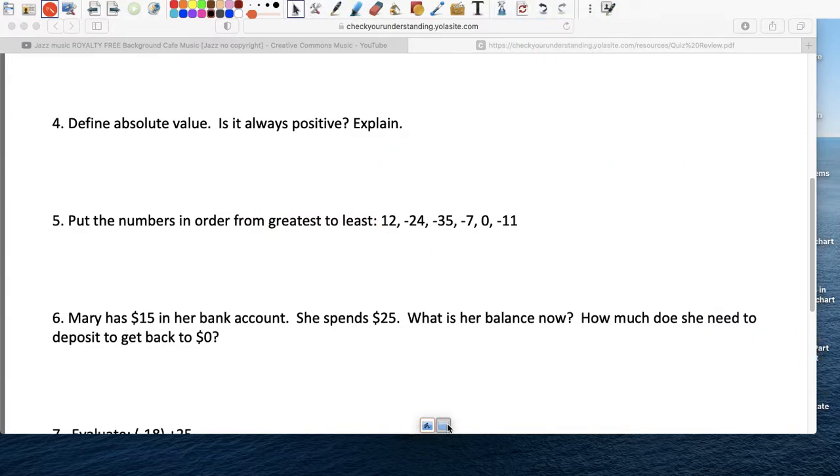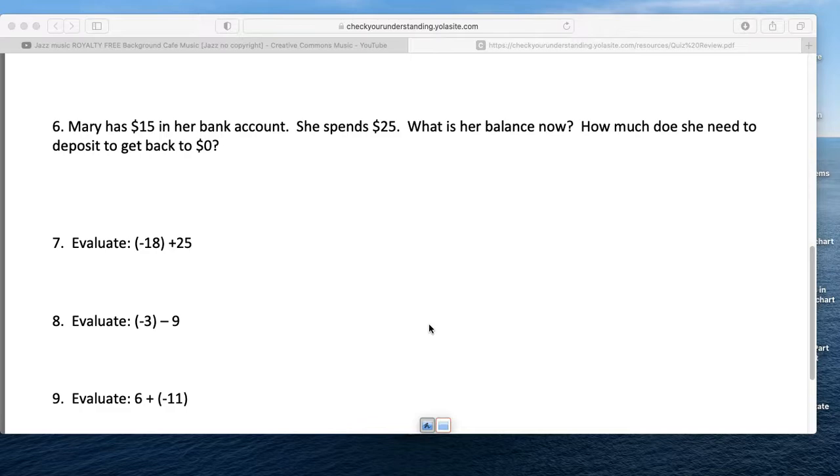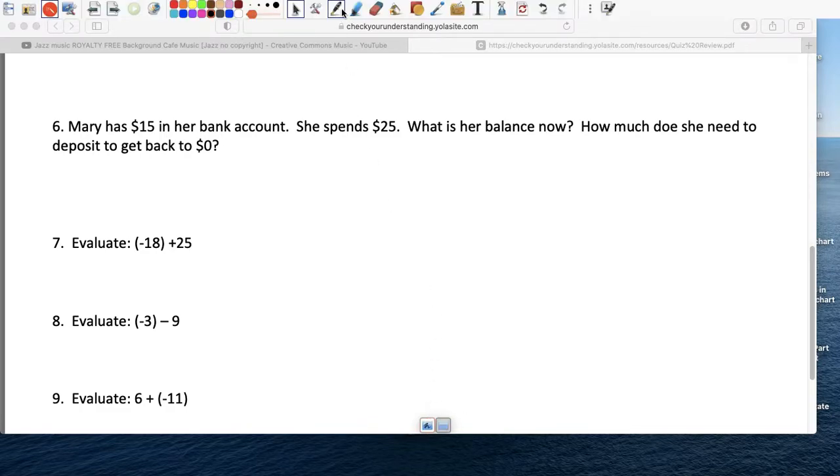Okay, Mary has $15 in her bank account. I'm not too crazy about this question, but if she has $15 in the bank, that's something positive, right? Because she owns it. So let's use the positive 15 integer to represent that. Now, if you spend 25, that money is going away from you. You're losing that money. So let's represent this as an expression.